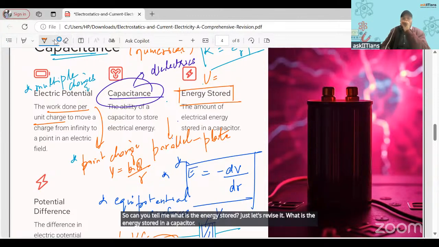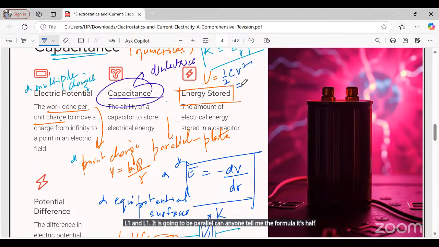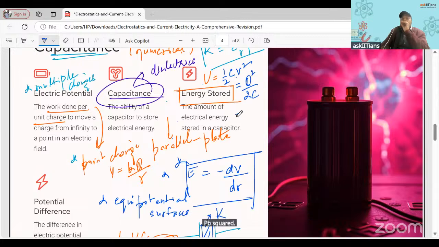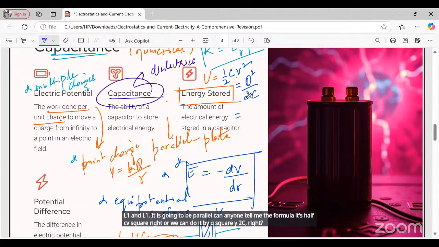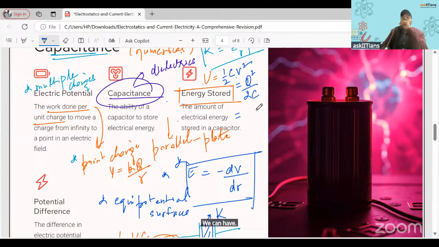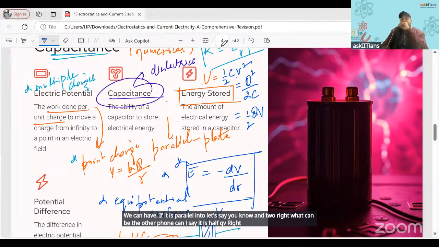Can anyone tell me the formula? It's half CV square, right? Or we can write it as Q square by 2C, right? Also we can have another form. Can you tell me what is the other form we can have? Yes, it is half QV. Right, good, Ruhika. Good, everyone. It is half QV.